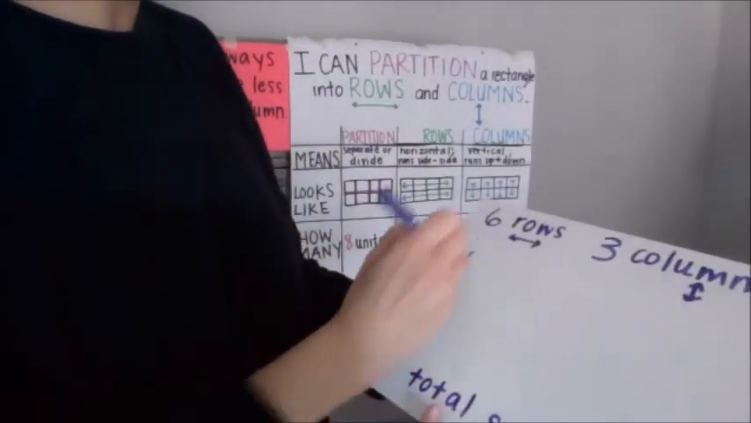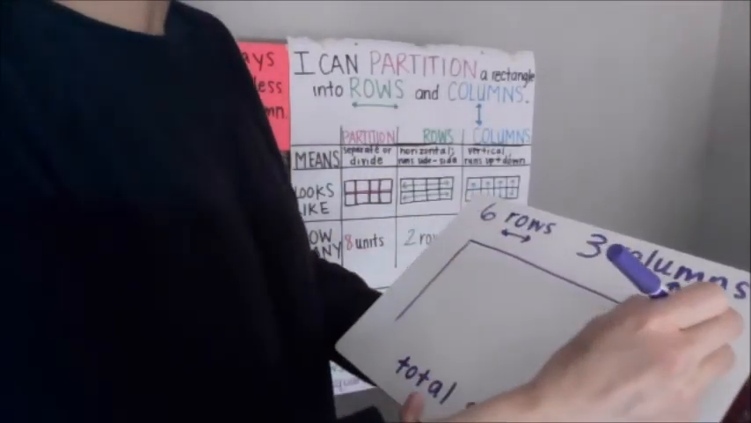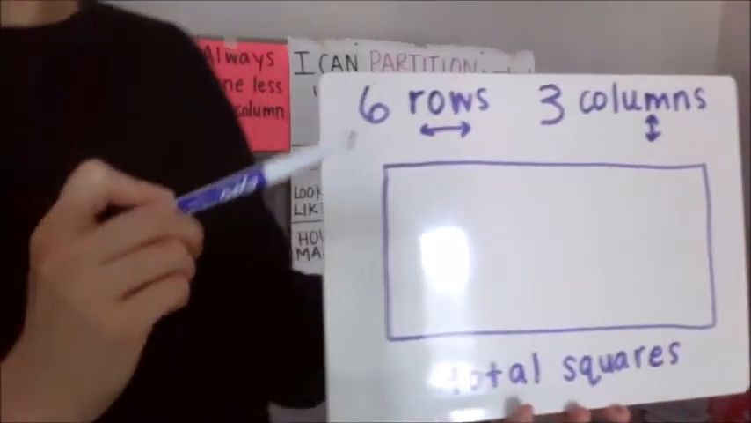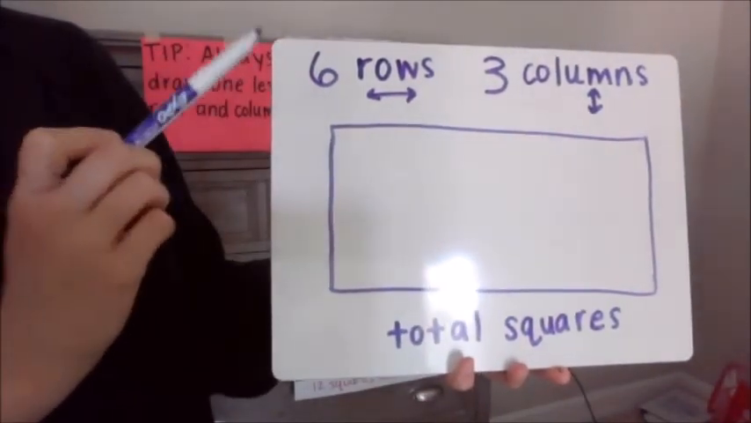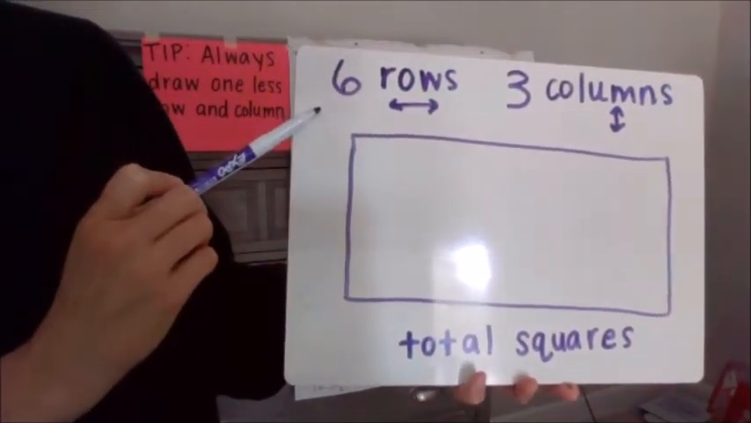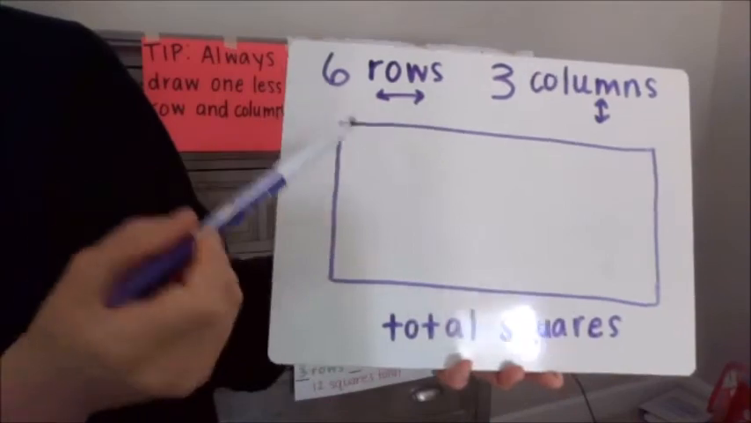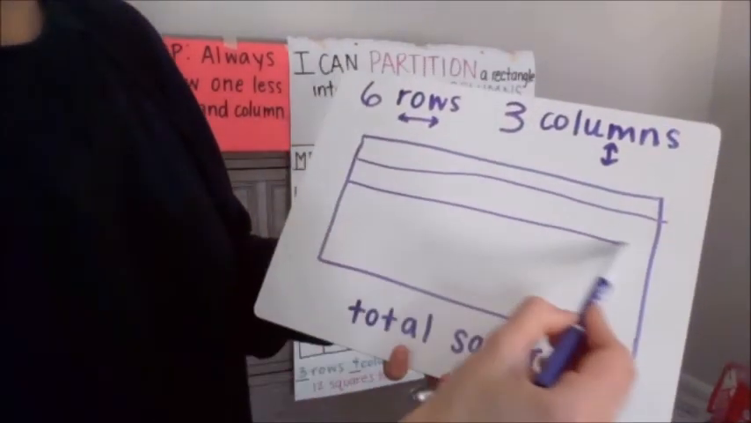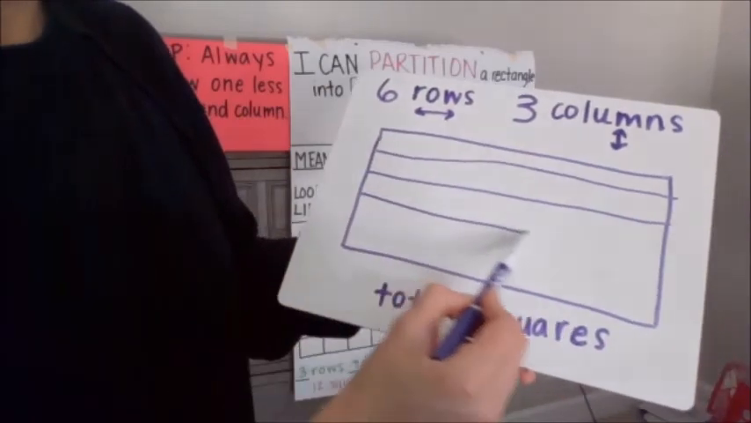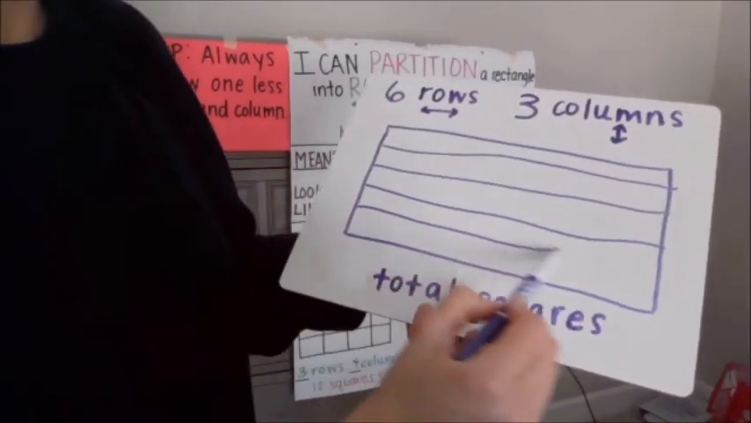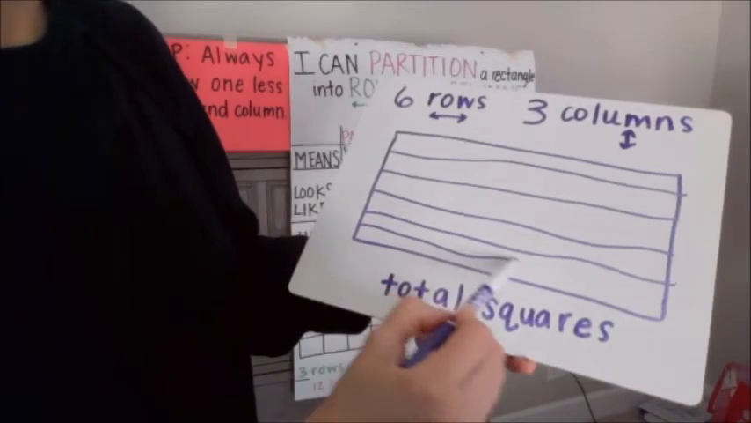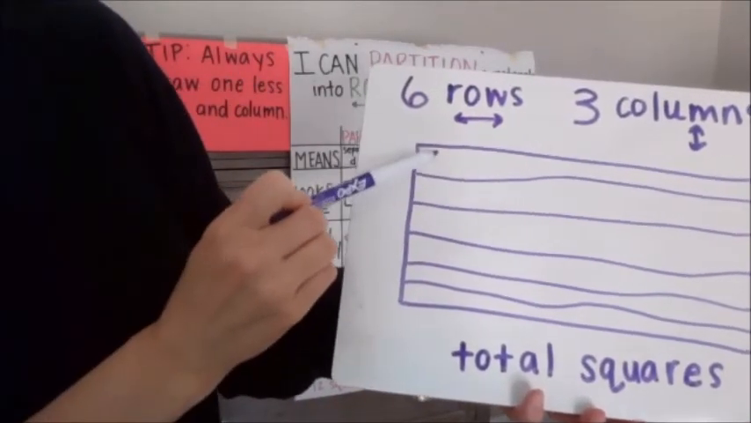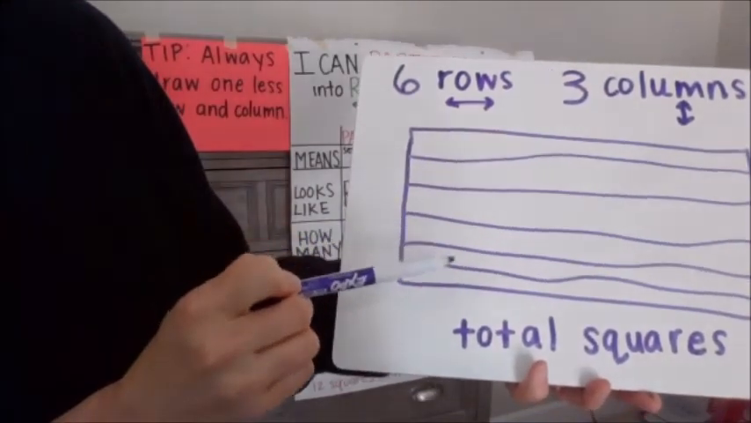All right, guys, let's take a look at what you did. I'm drawing my rectangle here. All right, so we're going to partition it into 6 rows. So again, how many lines are we going to draw? 1 less, 5 lines. 1, 2, 3, 4, 5. Now let's double check that I have all my rows. 1, 2, 3, 4, 5, 6.